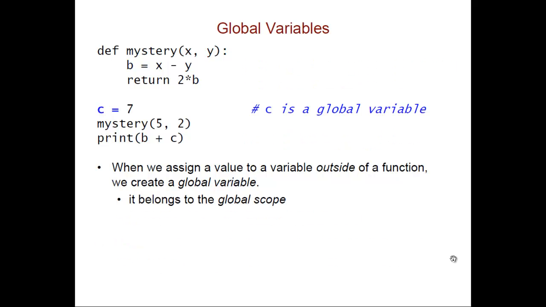Global variables, on the other hand, can be used anywhere in the program, and they are created when we assign a value to a variable outside of a function. So here I'm assigning a value to c outside of any function, and so it is a global variable. Another way of saying that is it belongs to the global scope.